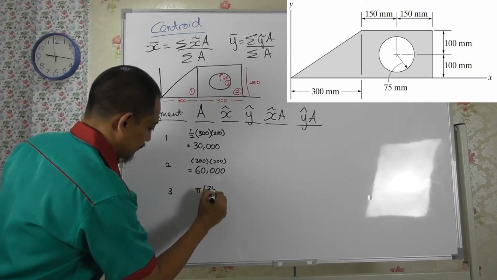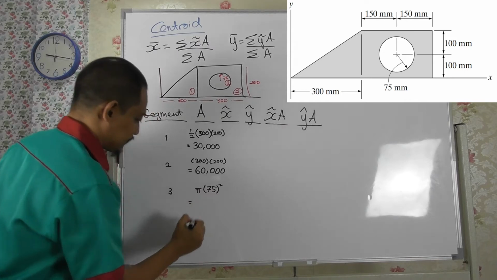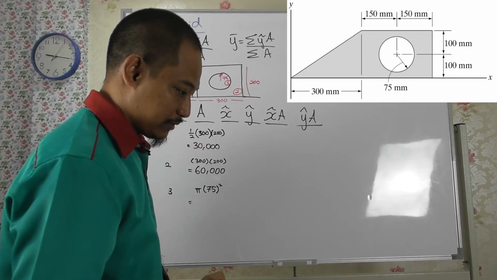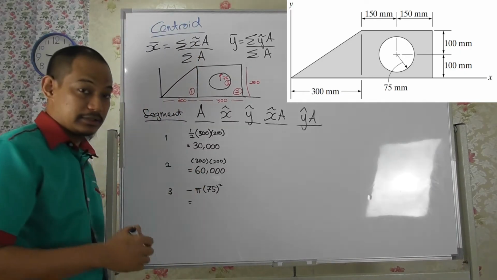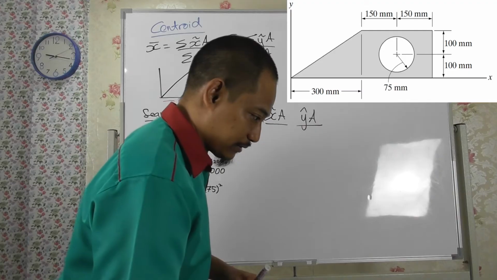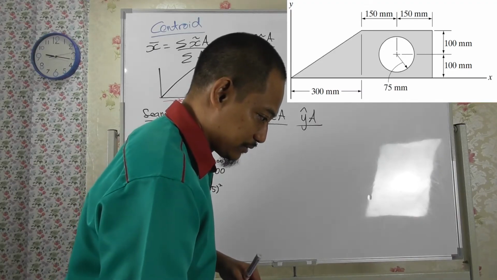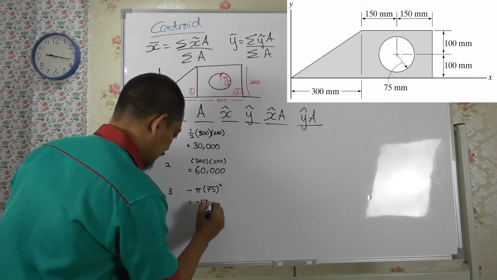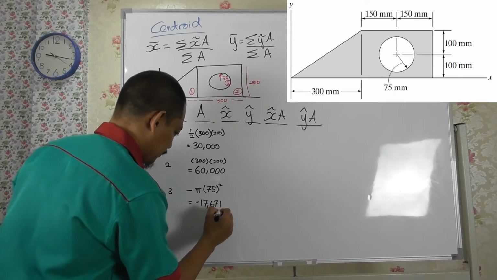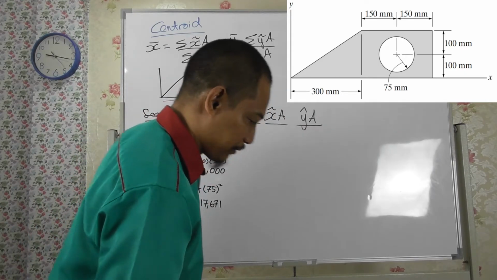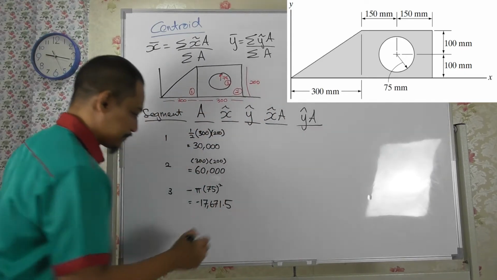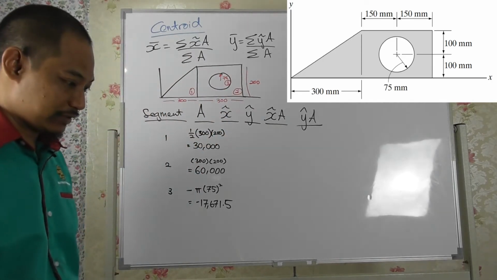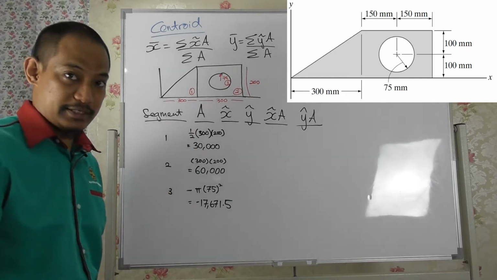So pi times 75 squared. This will become negative, because the area is negative. So what is it? 17,671.5, if my calculation is correct. So minus 17,671.5, that's the area.